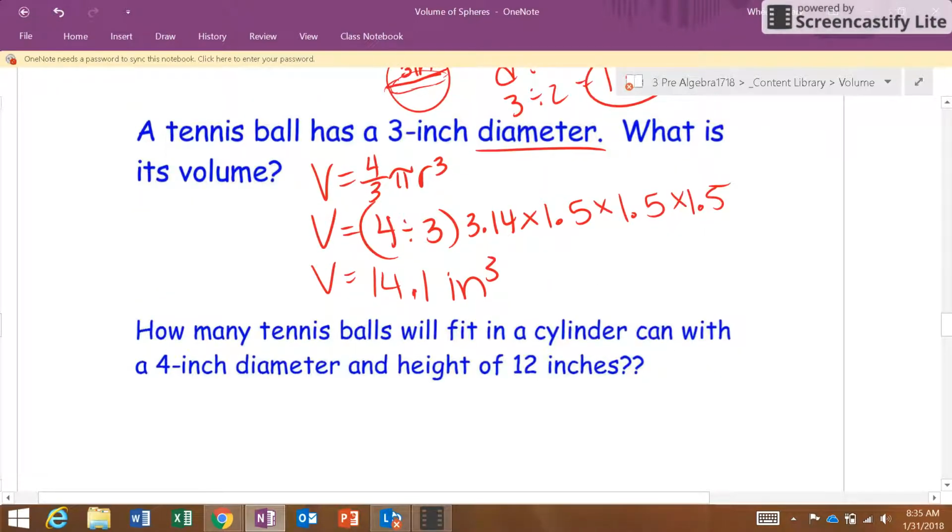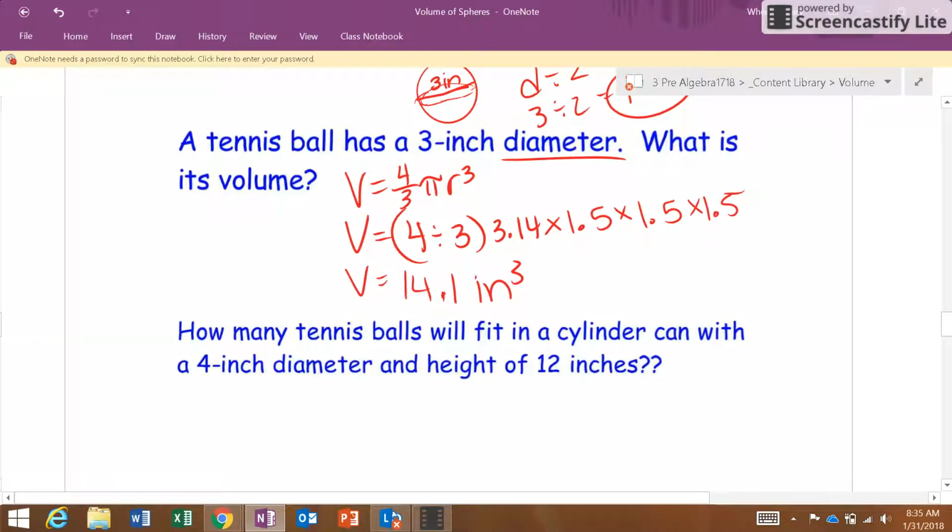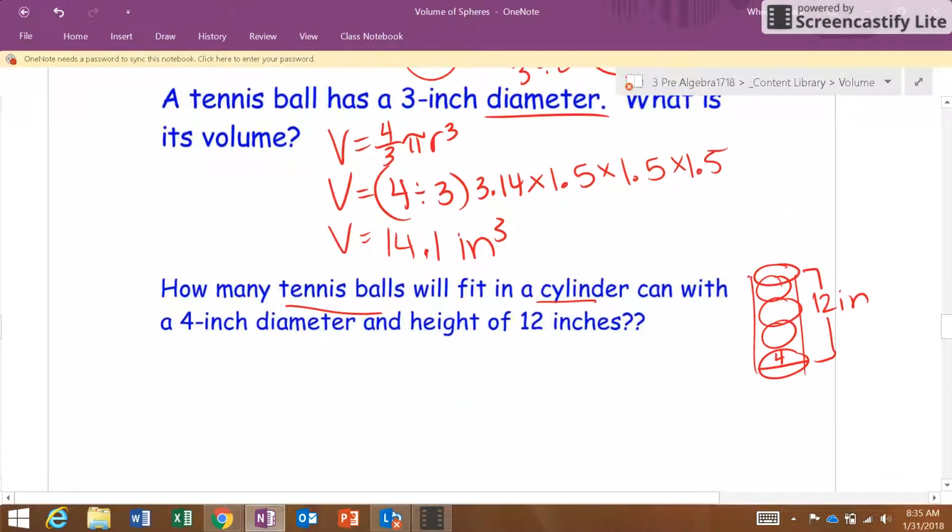And then we have a follow-up question that goes with this tennis ball one. It says, how many of these tennis balls will fit in a cylinder can? It should have said cylindrical. So I'm going to kind of sketch that out here. We've got this can, and we're basically asking how many of these tennis balls are going to fit inside the can. It has a 4-inch diameter and a height of 12 inches. So I like to sketch the diagram if it's not given for you.